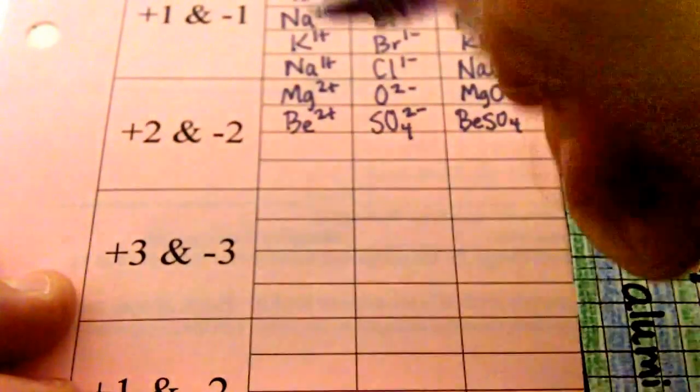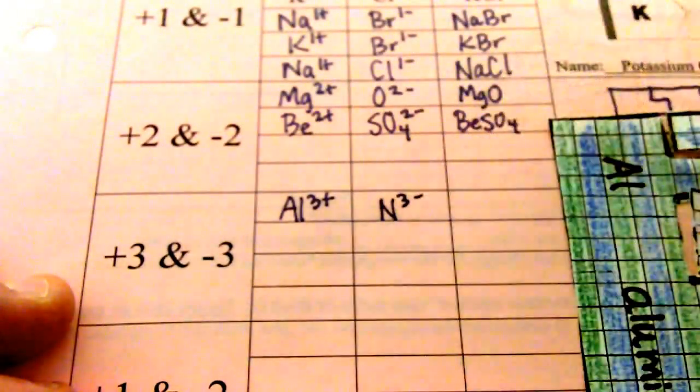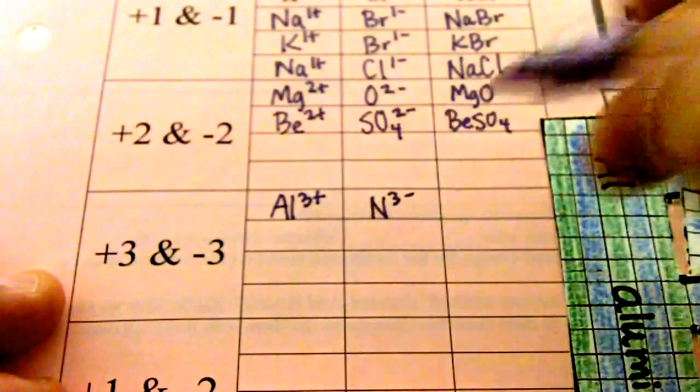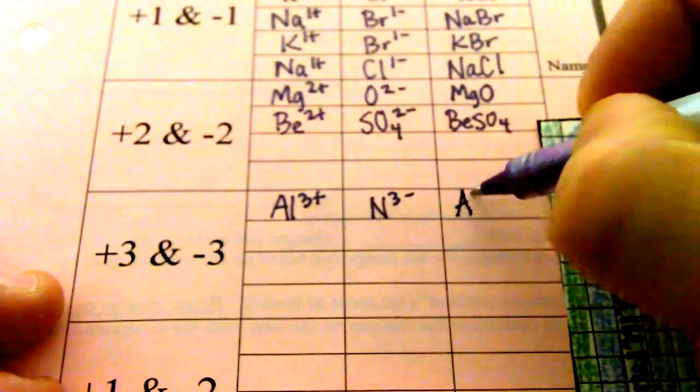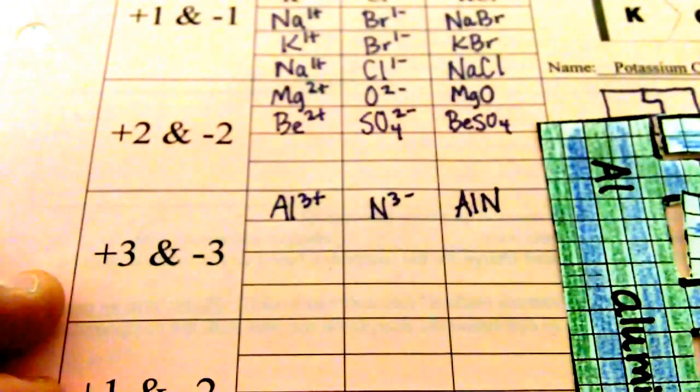So we want to fill that in on our table under the +3 -3 combination. So we have Al 3+ and N 3-. Crisscross method has the 3's simplify out, so we don't write those 3's nor the simplified ones. So all we simply get is AlN.